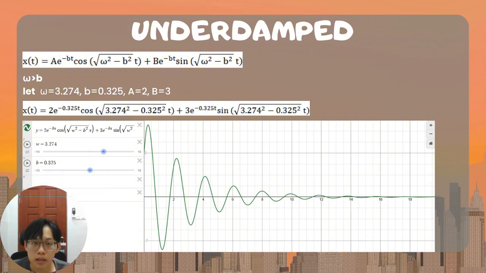However, for the underdamped oscillation, using the formula for the underdamped case, where omega is greater than b, you will get this graph, in which the amplitude decreases over time, but the frequency does not change significantly over time. So this one is the underdamped oscillation, where the amplitude drop shows the damping.